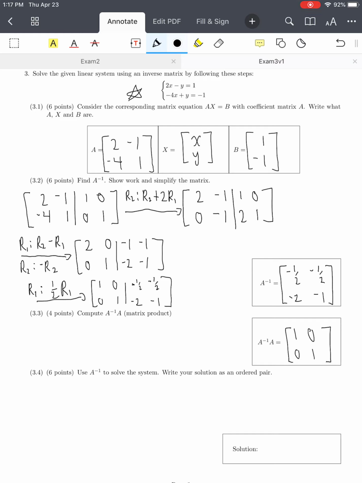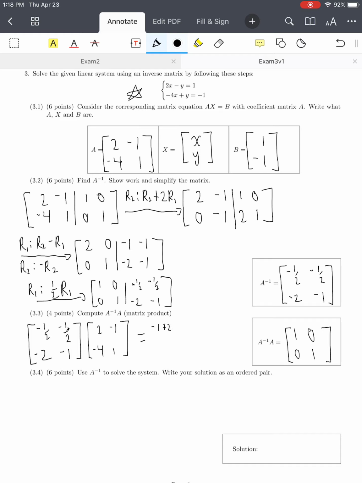It is a good idea to double check though by actually carrying out the multiplication. So negative 1/2, negative 1/2, negative 2, negative 1, times 2, negative 1, negative 4, 1. So let's see. 2 times negative 1/2 is negative 1, plus negative 1/2 times negative 4, so plus 2.